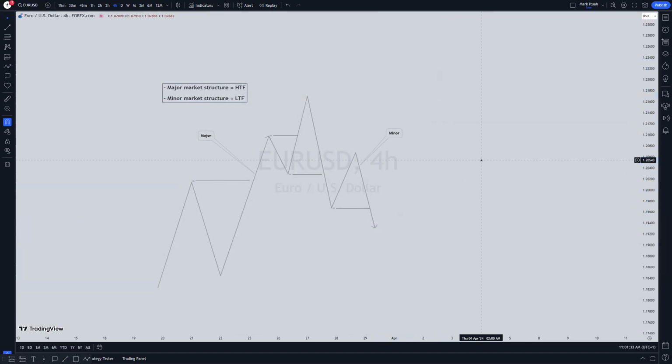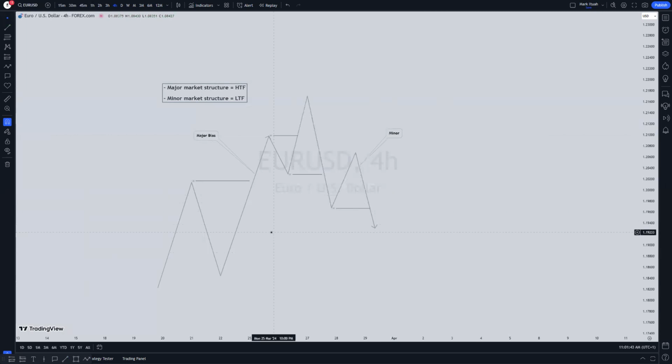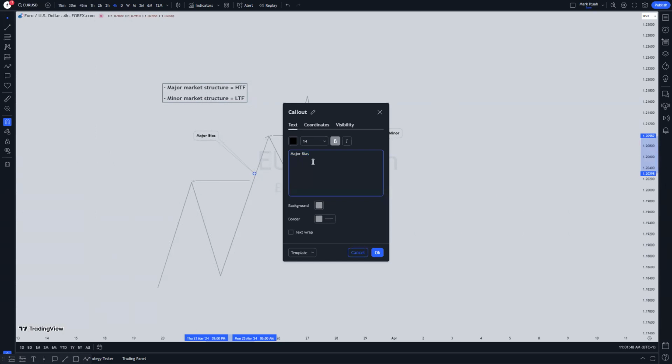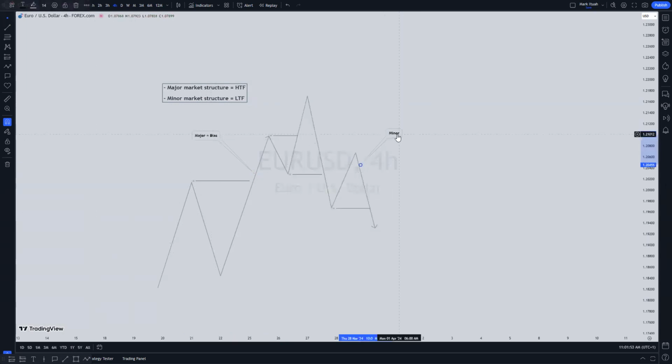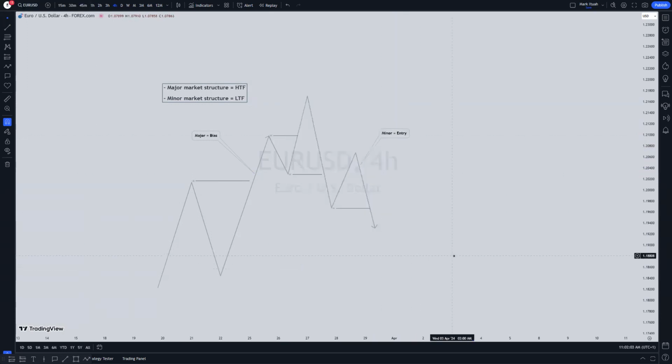So for me, what I do is this. I use the major structure for my bias, the general bias. And I use the minor structure majorly for entries. I use it to get my entry. It's just as simple as that. There's nothing complicated about it. So that's it for major minor structure.